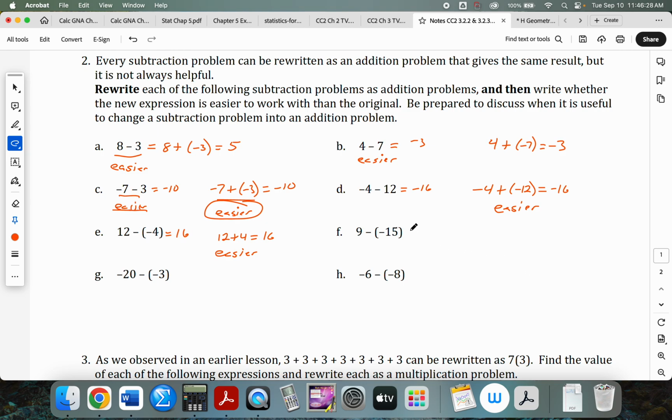Sammy, what is the answer to this one? I'm sorry? All right. I'll take a volunteer. Yes. Answer is 24. And how could I rewrite it? 9 plus 15. And which one of those two problems would be easier if you were starting with it? Definitely second. Yeah, definitely the second one.